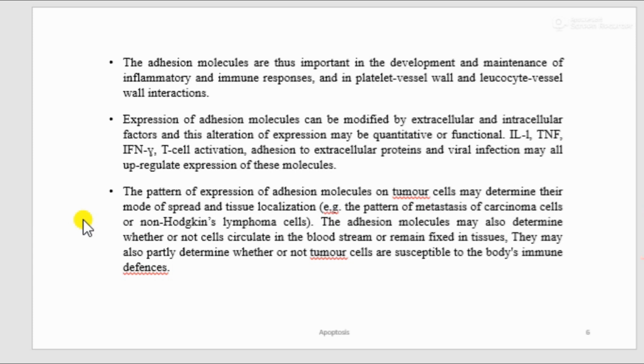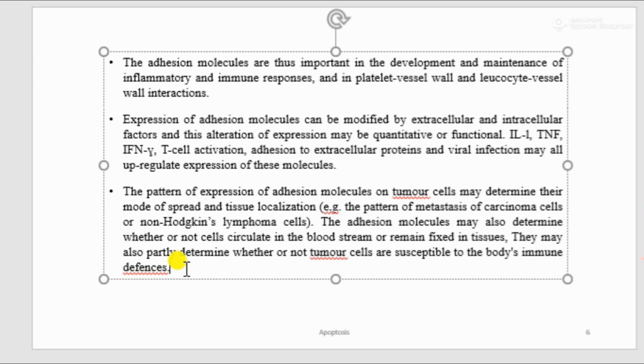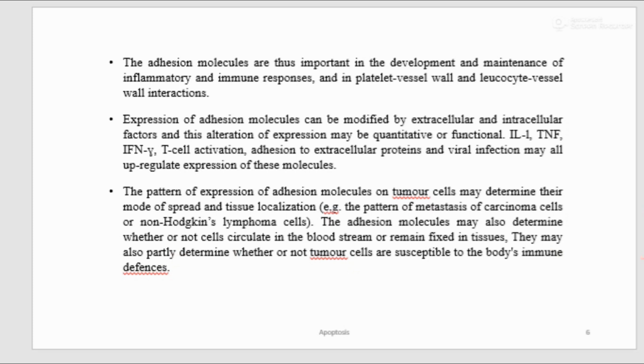cancer or the tumor. The tumors which are benign, generally they are localized and they may be extracted in full, but when tumors become metastatic, it means that they may go anywhere, may produce tumor at any place other than the basic or initial site. So that is all about the apoptosis and the adhesion molecule.